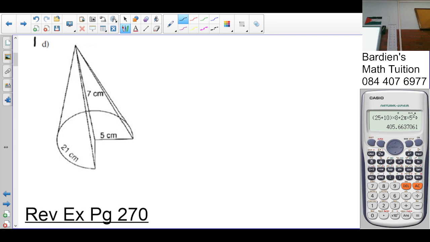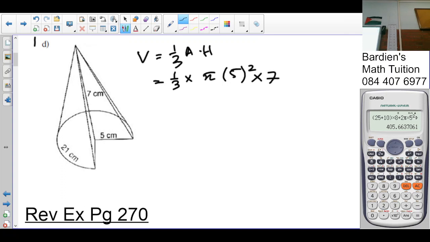Number 1D. Again, we have the volume is equal to a third area of base times perpendicular height. So it's going to be area of the base. How do you calculate the area of a circle? Pi r squared, not so. Going to be pi r squared, which is 5 squared, times the depth of this, which is 7. There has to be 7. Now, is the area of the whole circle considered here? No. This part again is cut out.